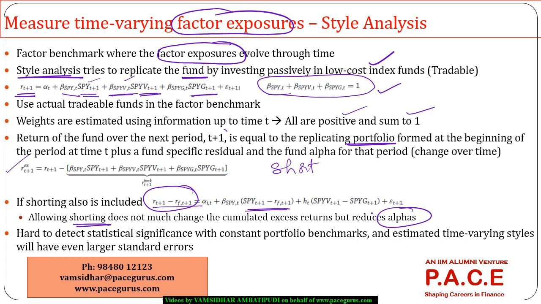And it's very, very difficult to detect the statistical significance with constant portfolio benchmarks. And in this case, we will see that the time varying styles will have very, very large standard errors. So doing predictions with these kinds of methods could be a much more difficult scenario.